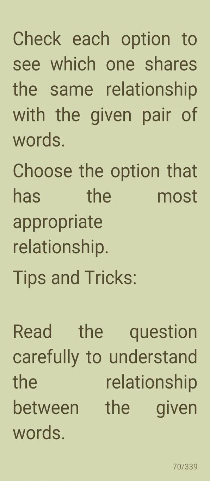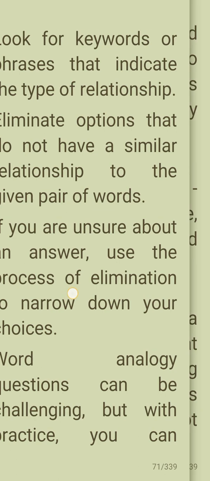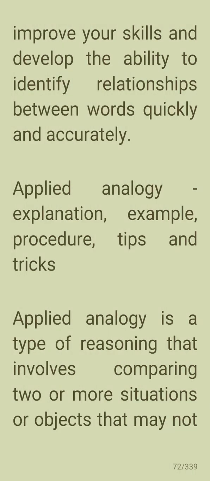Next, tips and tricks. Read the question carefully to understand the relationship between the given words. Look for keywords or phrases that indicate the type of relationship. Eliminate options that do not have a similar relationship to the given pair of words. If you are unsure about the answer, use the process of elimination to narrow down your choices. Word analogy questions can be challenging, but with practice, you can improve your skills and develop the ability to identify relationships between words quickly and accurately.